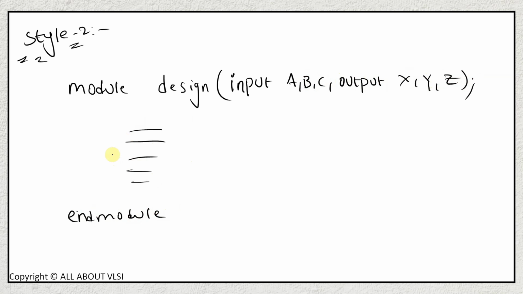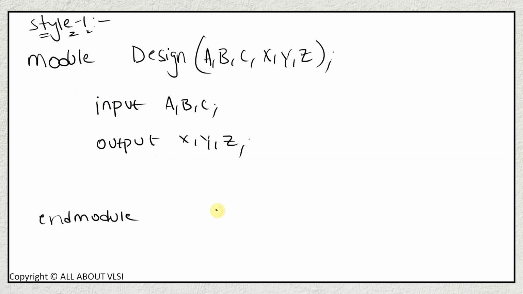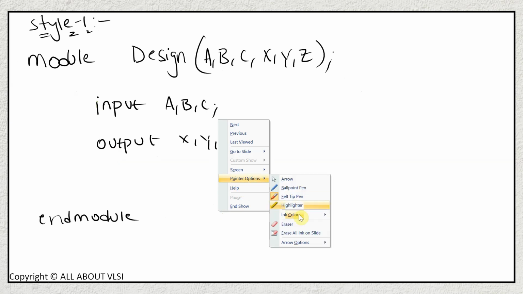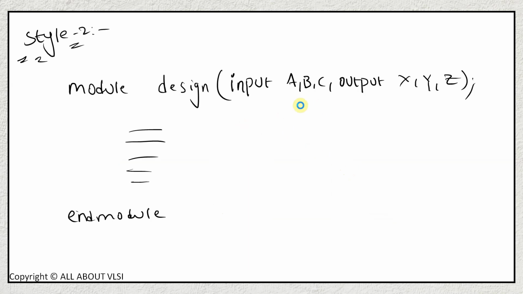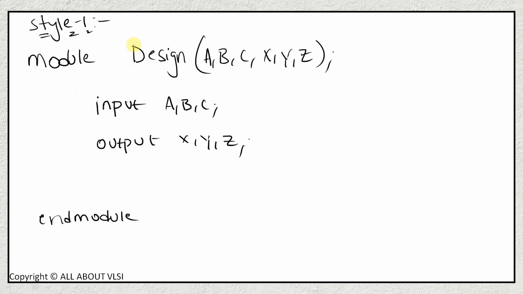So these are the two styles when you want to declare your module. Module design, list of ports, directions, and your code, followed by endmodule. And in the second style, we simply declare the ports in the module header. So this design is nothing but your identifier. It is known as the identifier.